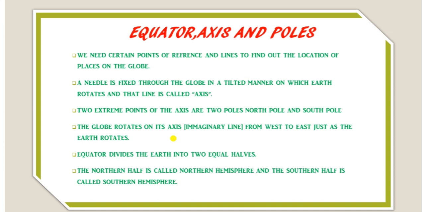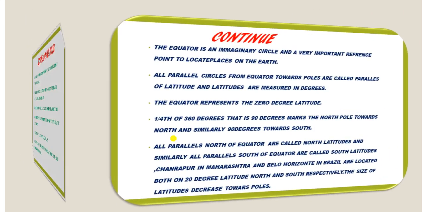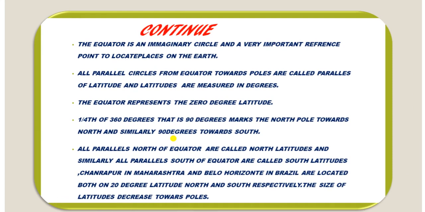The globe rotates on its axis in a particular direction. The direction is from west to east, just as the Earth rotates. So you must bear in mind that the direction of rotation of Earth is from west to east, and the equator divides the Earth into two equal halves. One is the northern hemisphere and the other is the southern hemisphere. The equator is an imaginary circle, an imaginary line.